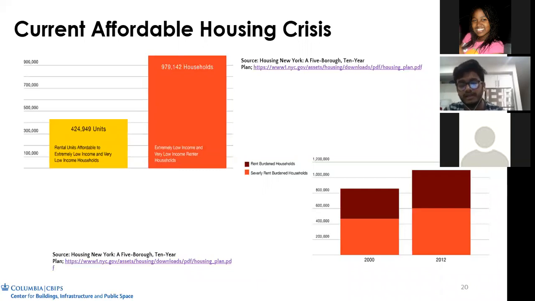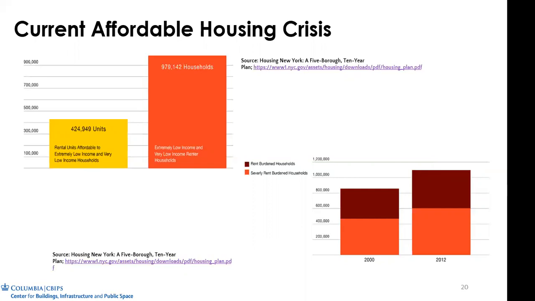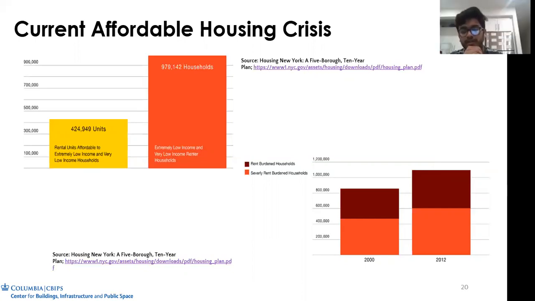The graph on the right-hand side shows the increasing number of rent burdened households from the year 2000 to 2012. If a household pays more than 30% of its income in rent, it is considered rent burdened. And if the household is paying more than 50% of income in rent, it is considered severely rent burdened. Since the year 2000, the increase in rent burdened households has been 11% until the year 2012.